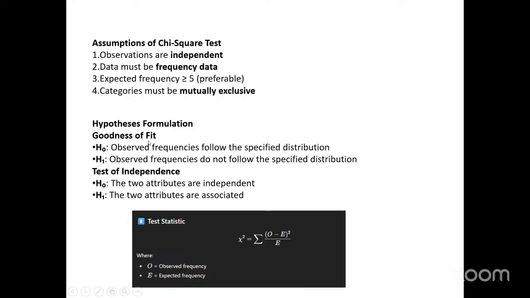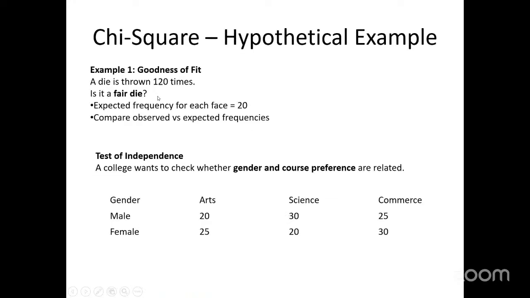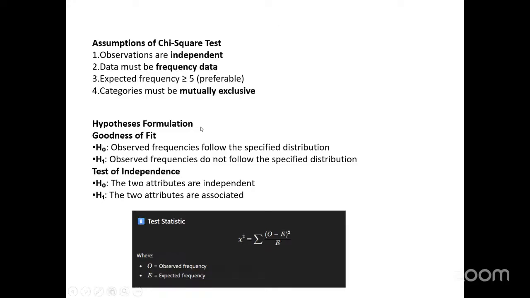So, what is the hypothesis we need for each of the cases? For goodness of fit, what is our null hypothesis? The observed frequencies follow a specified distribution. Like, if I say the die is fair or not, I am thinking this can be a binary thing. I am not sure whether it is or not. A specified distribution is followed. What is the alternative? It is obviously the opposite of the null hypothesis.